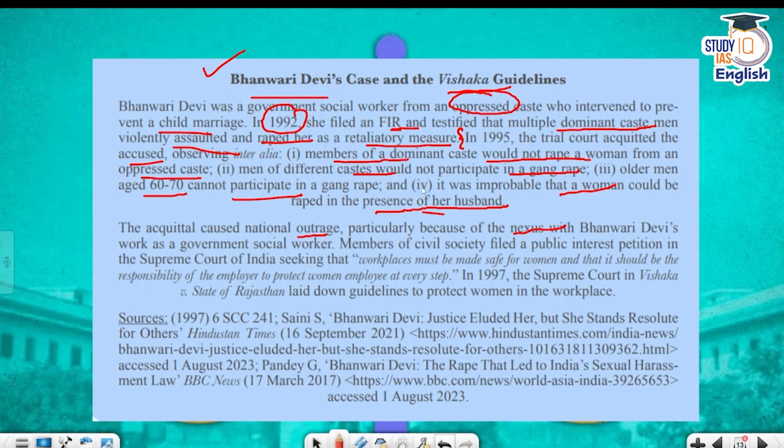Now, members of civil society filed a PIL in the Supreme Court of India, seeking that workplaces must be made safe for women and that it should be the responsibility of the employer to protect women employees at every step. In 1997, the Supreme Court in Vishaka versus State of Rajasthan laid down the guidelines to protect women in the workplace.